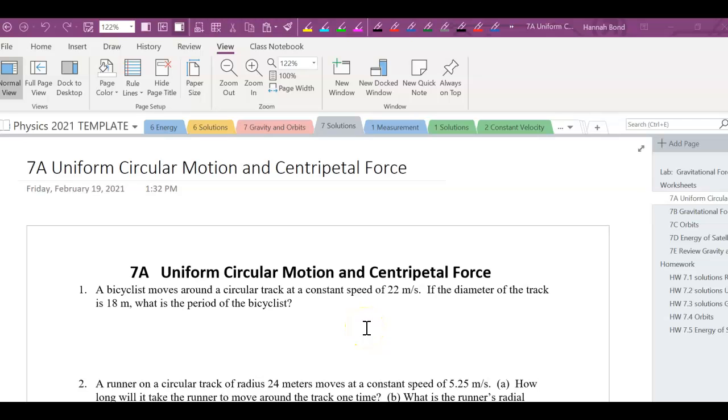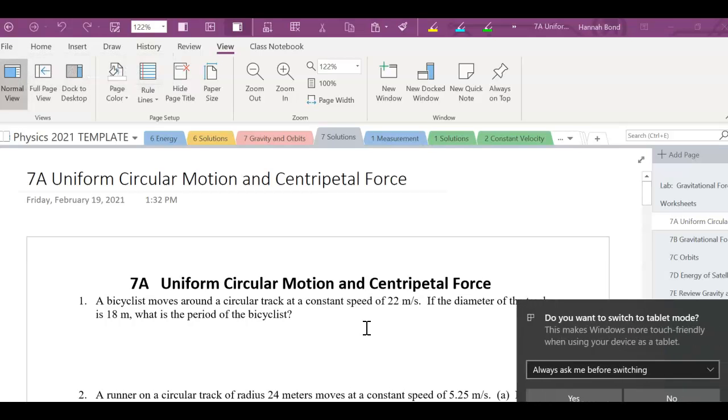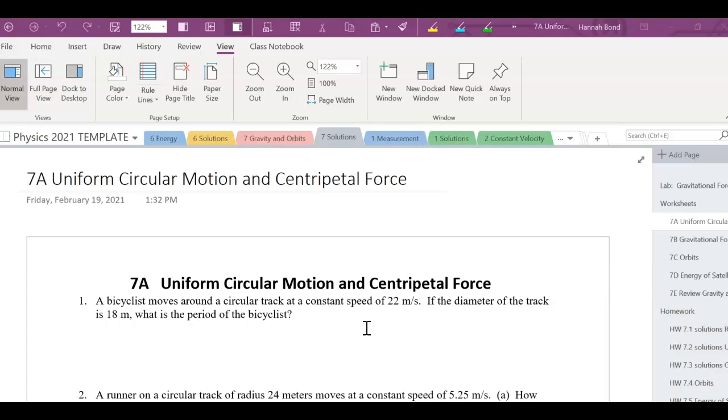This webcast will work through some problems that involve uniform circular motion and centripetal force. Okay, so I am in worksheet 7A, and we'll just start with the first problem.